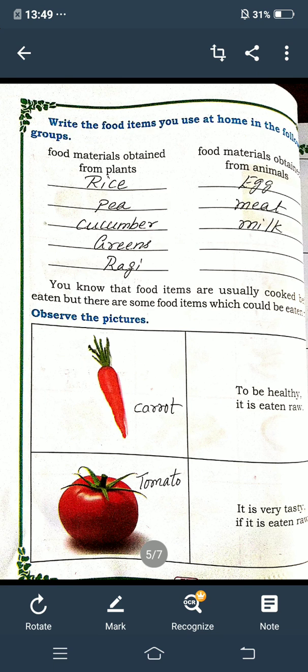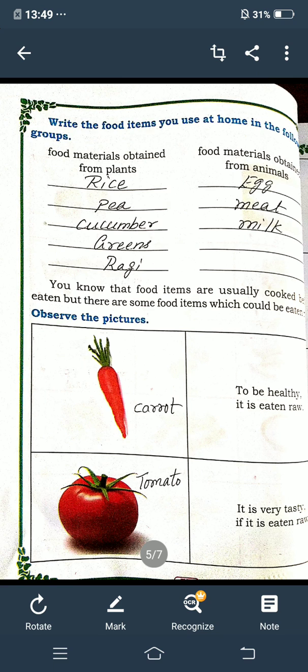So first picture is carrot. So carrot, if you eat carrot, it will be to be healthy. It is eaten raw. So if we eat raw, we will be healthy.